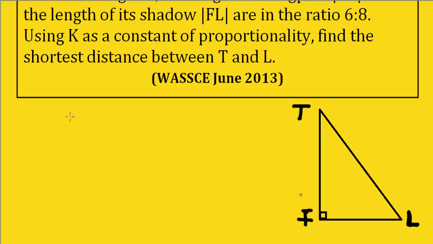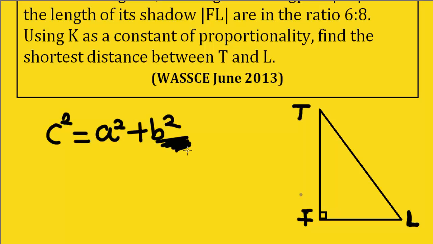If you remember Pythagoras' theorem, it goes as follows. For a right angle triangle, the length of the hypotenuse squared is equal to the sum of the squares of the other sides. So if you have a right angle triangle with sides of length a, b, and c, where c is the hypotenuse, this equation will hold. This is from Pythagoras.